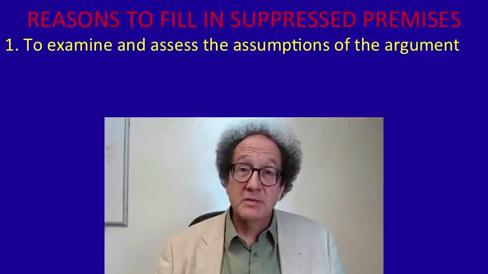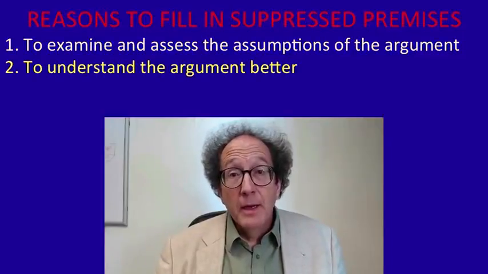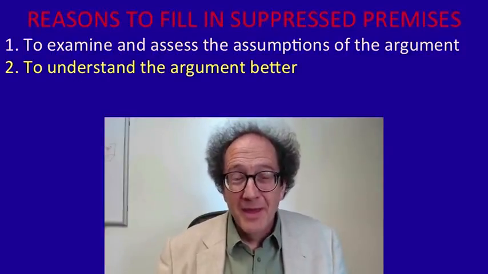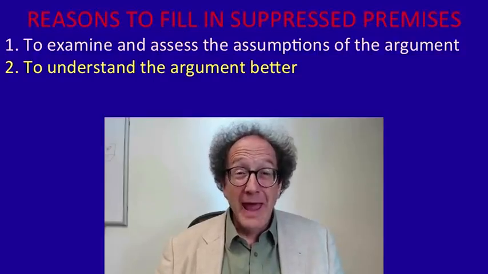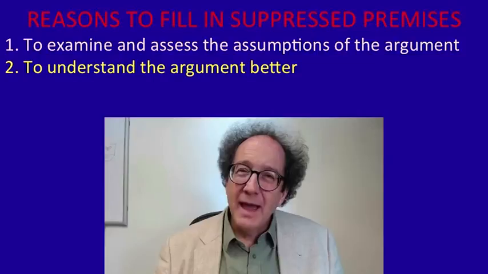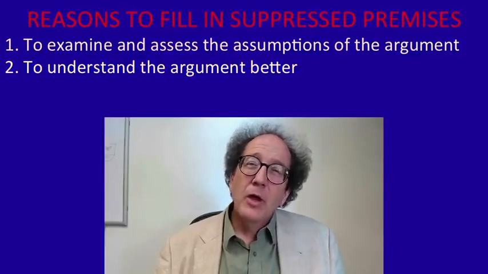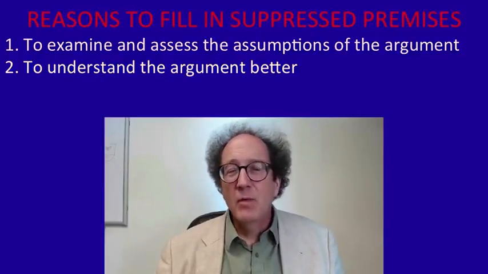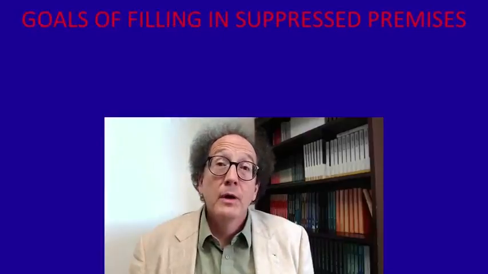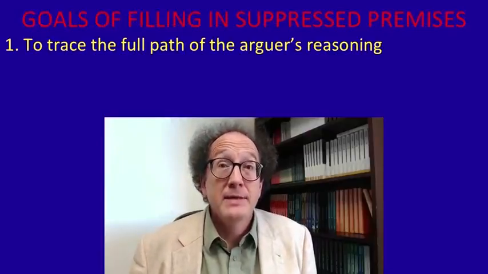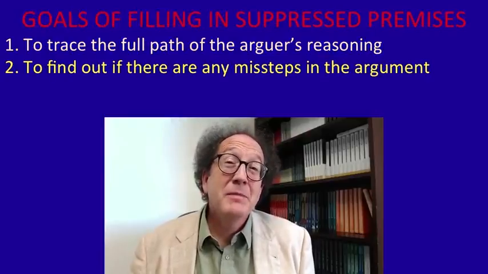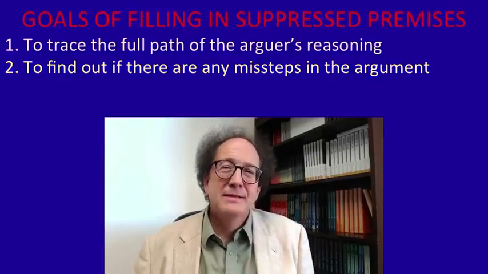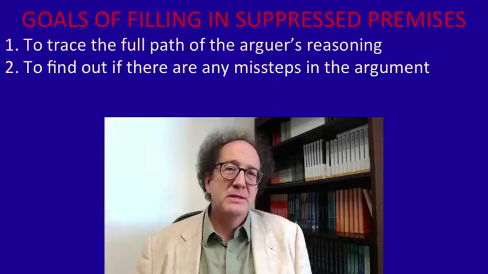Another reason to fill in suppressed premises is to understand the argument better. Because if people suppress premises, then they're showing us some of their footprints along the path. But if we really want to know the full path that their reasoning followed, we've got to see every single footprint. So the goal of bringing out the suppressed premises is to let us trace exactly where their reasoning went from one step to another. So there are two goals. One is to trace the full path, every step, and the other goal is to see if there are any missteps or they're trying to hide something from us by getting rid of one of their footsteps. So that's the point of bringing out suppressed premises.